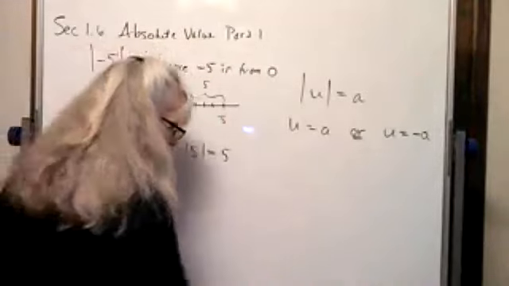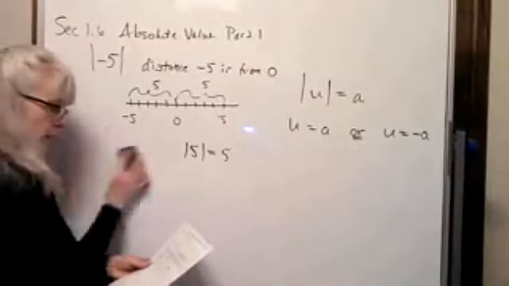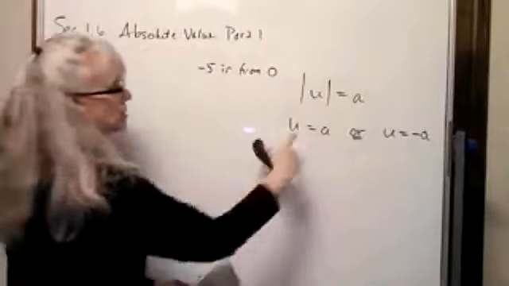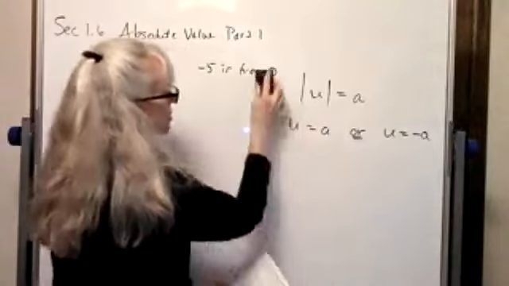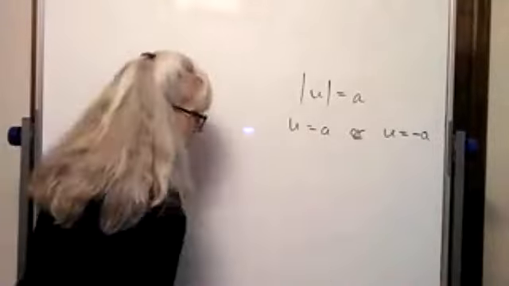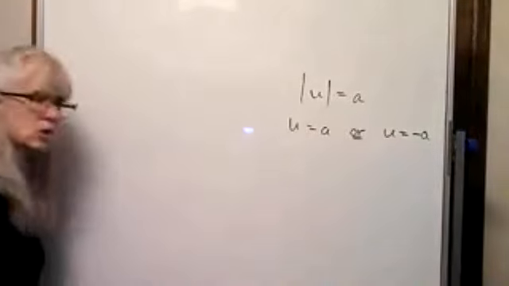So in other words, we need to write the two equations based on the original equation. I'm just reading the handout. The first equation is going to be identical to the original. You just drop the bars. The second equation, you're going to keep the left side, but you're going to change the sign on the right side. So let's try one.